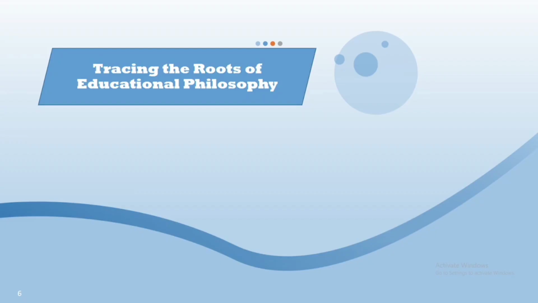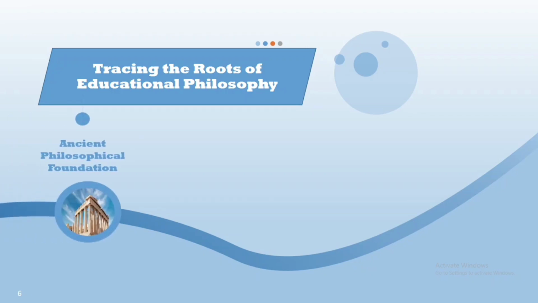Tracing the roots of educational philosophy. In ancient Greece, philosophers like Plato and Aristotle laid the groundwork for educational thought. Plato's Republic discussed the role of education in shaping an ideal society, while Aristotle's Nicomachean Ethics emphasized moral education. In ancient China, Confucius's ideas on education centered around moral character development, stressing the importance of virtuous conduct in individuals.